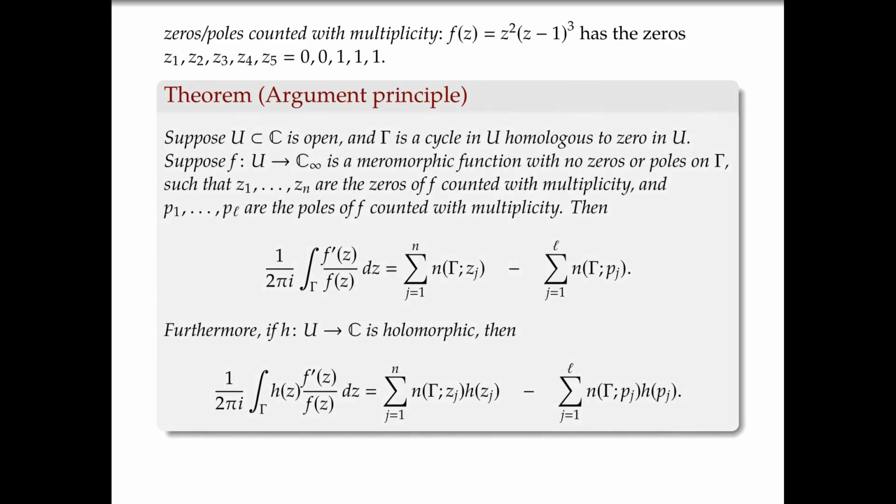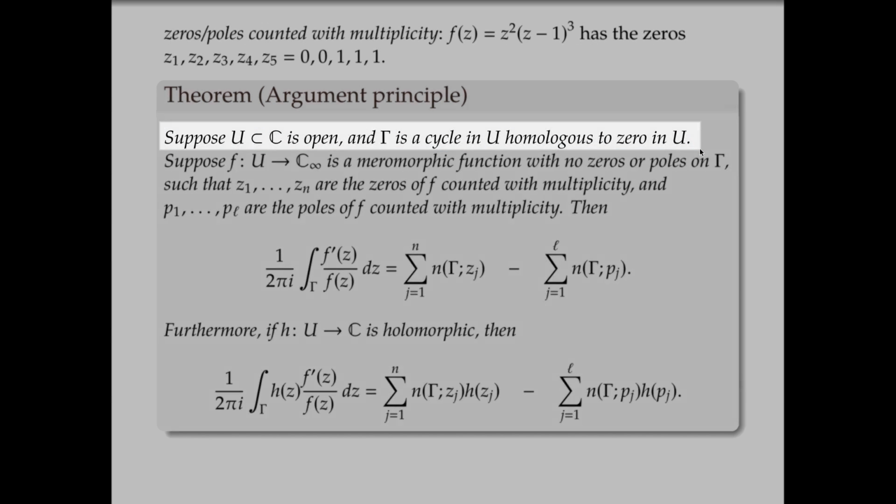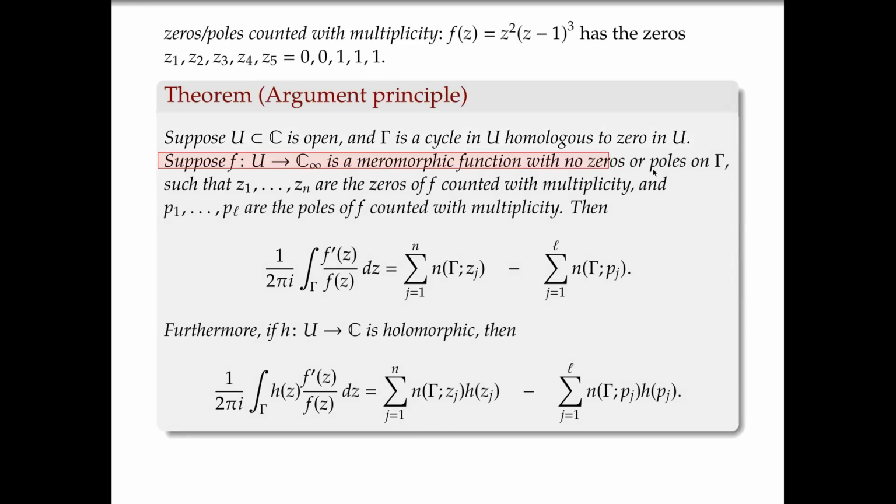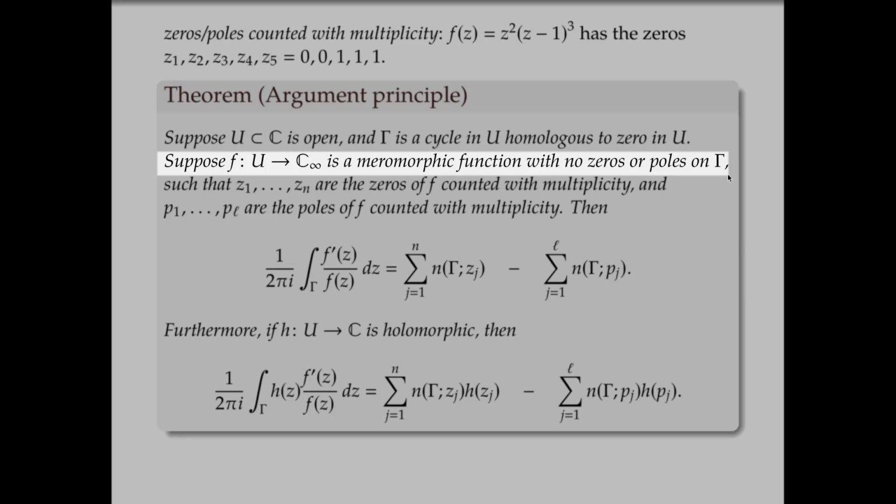All right, so here is the theorem. Suppose we have an open set U, and we have a cycle gamma in U that's homologous to 0 in U. That means it doesn't go around anything in the complement of U. Suppose that we have a function f which is meromorphic, so we're allowed infinity, and it has no zeros or poles on gamma.